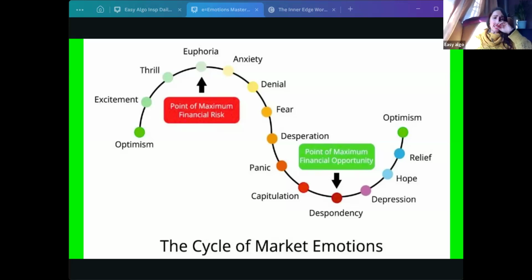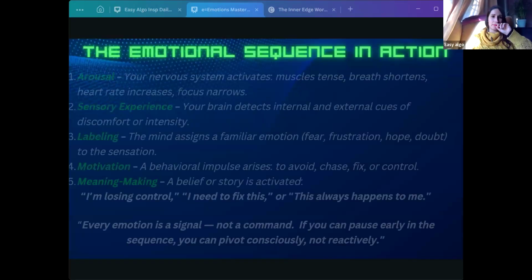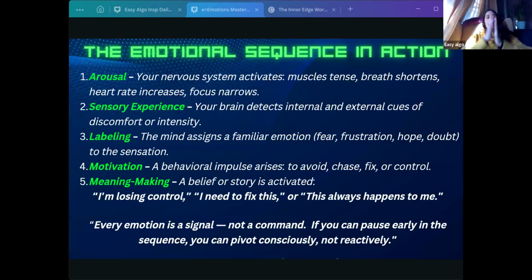So as we go through this, I want you to see what are some of the main areas where you get swept up. Maybe you're not on the roller coaster for all of these. Maybe some are easier to navigate. That's okay. But just recognize it as we move through today. Okay, so let's look at the emotional sequence.